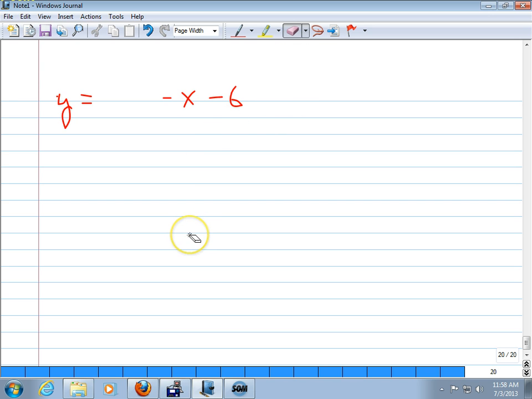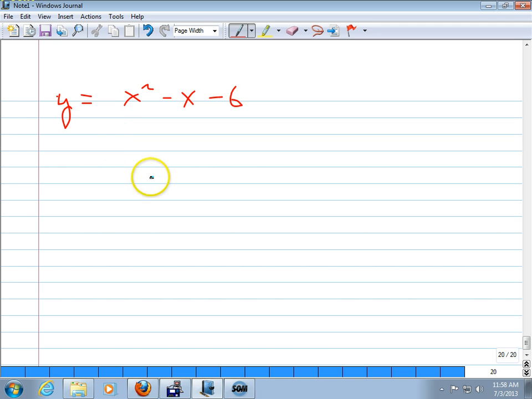The slope is what? -1, and the y-intercept is -6. But that's not what I'm saying. I'm adding this other term here. That adds some curvature. That adds some concavity. That's a parabola, okay? So what if I want to graph it?